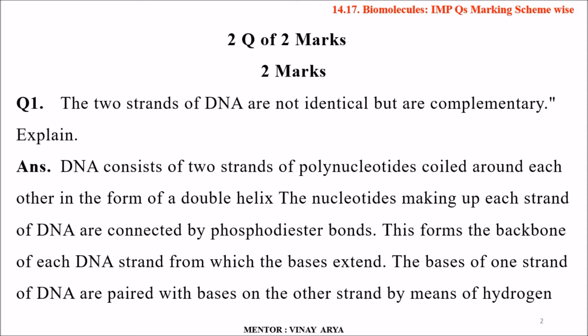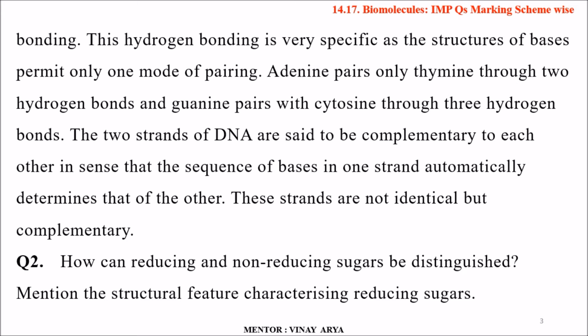DNA is deoxyribonucleic acid, a strand from which the bases extend. The bases of one strand of DNA are paired with bases of another strand by means of hydrogen bonding. This hydrogen bonding is very specific, as the structures of bases permit only one mode of pairing. Adenine pairs only with thymine through 2 hydrogen bonds, and guanine pairs with cytosine through 3 hydrogen bonds. The 2 strands of DNA are said to be complementary to each other in the sense that the sequence of the bases in one strand automatically determines that of the other. These strands are not identical but complementary.